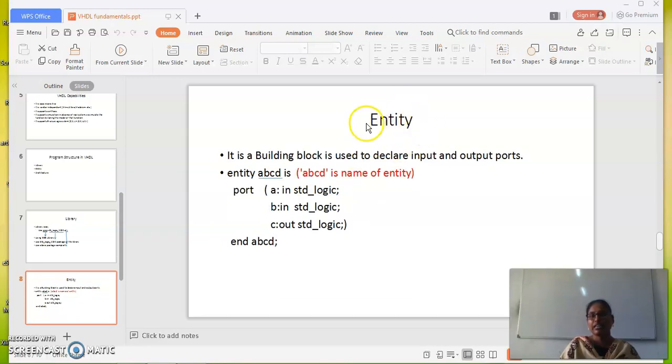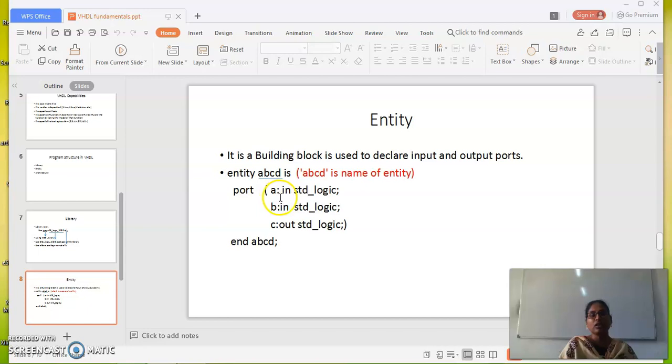Next, second one is entity. Entity is a building block which is used to declare the input and output ports. To declare input output ports, we are using the entity. Entity ABCD is. This is the example of how to define the entity. Entity ABCD means that ABCD is the name of my entity. For example, I am considering 2 input ports, 1 output port. So A and B are my input ports, C is my output port.